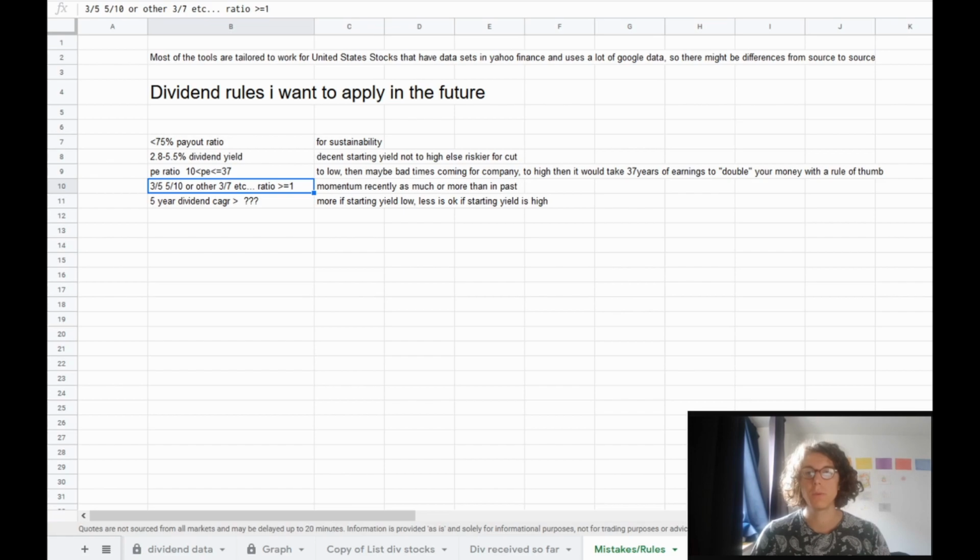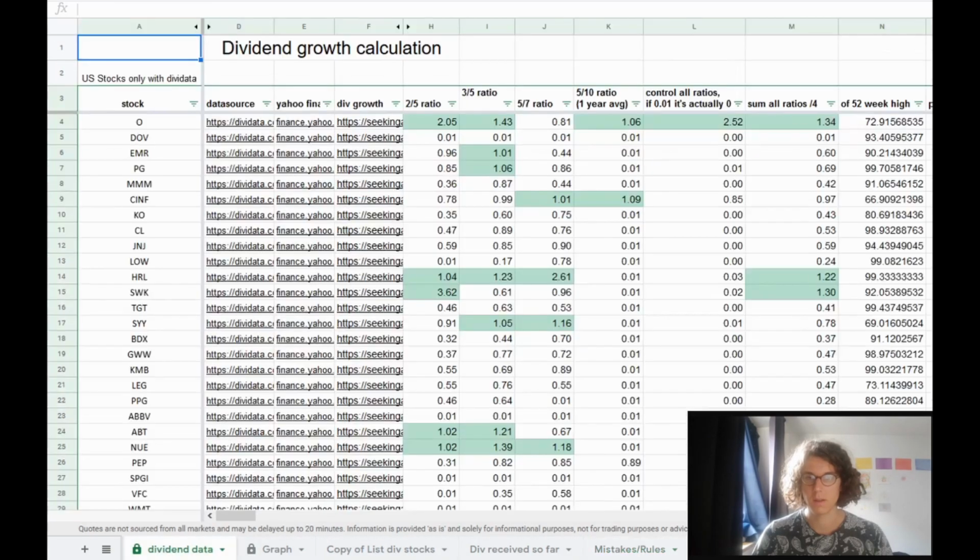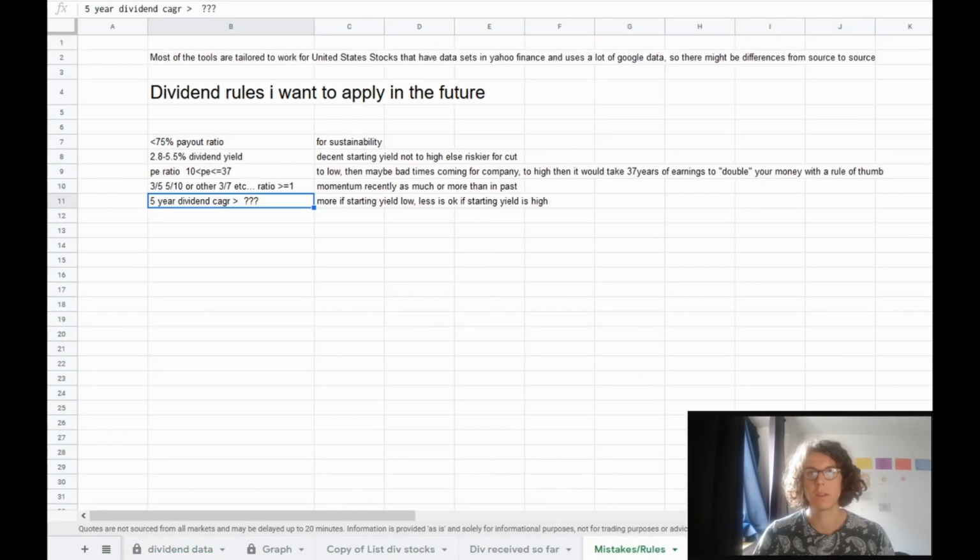I have the 3 to 5 ratio in the sheet, and the 5 to 10 ratio and others are in this sheet, and you can just copy those references over to the main sheet, and then you see them too. Dividend compounded annual growth rate. You have two options. If the starting yield is really low, then you ideally want a higher compounded annual growth rate. But if the starting yield is already pretty high, then you can live with a smaller one.